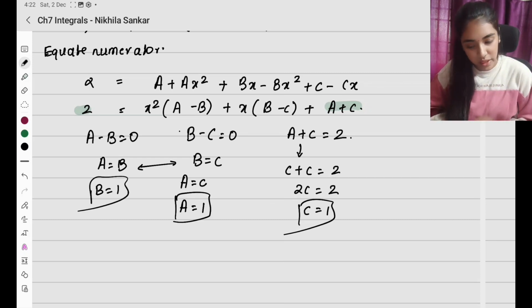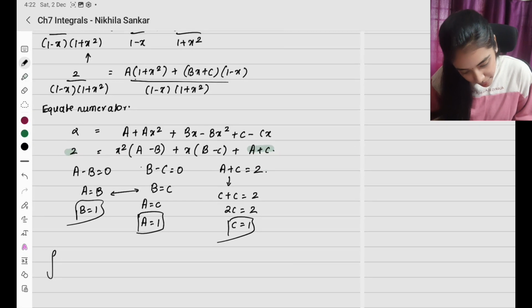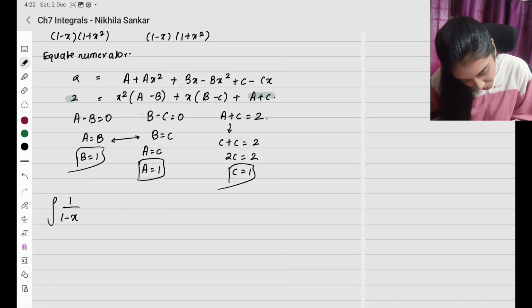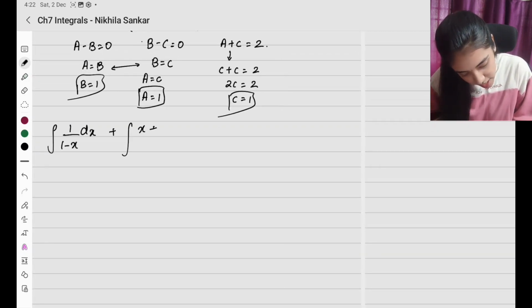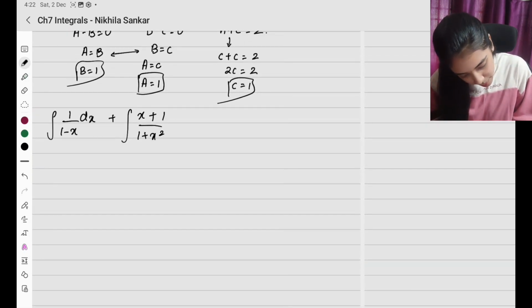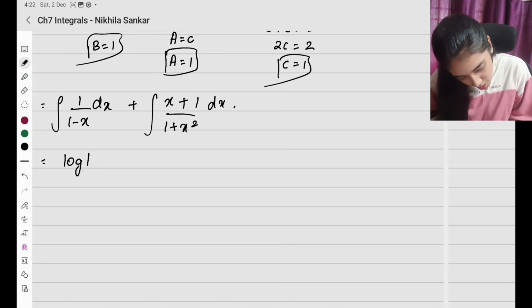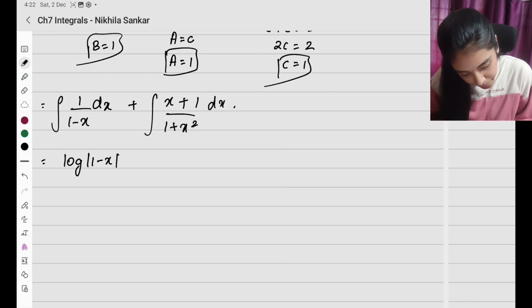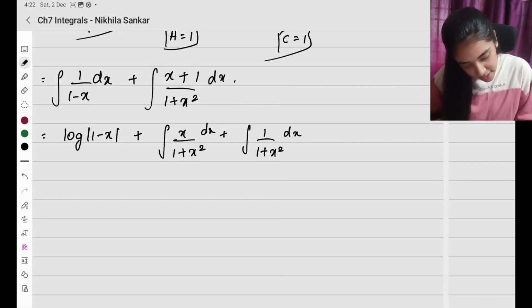Okay, simple integral. Now when I substitute in the integral, I have integral a divided by 1 minus x, which is 1 divided by 1 minus x dx, plus bx plus c, so plus bx, which is x, plus c, which is 1, divided by 1 plus x square times dx. So this I can further write as log mod 1 minus x plus, I can split the integral, so I have integral x divided by 1 plus x square plus integral 1 divided by 1 plus x square times dx. So this I can solve using the substitution method.